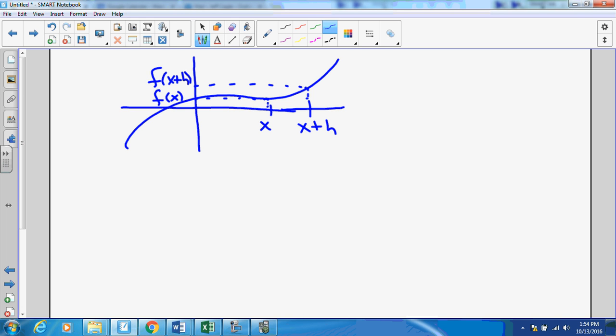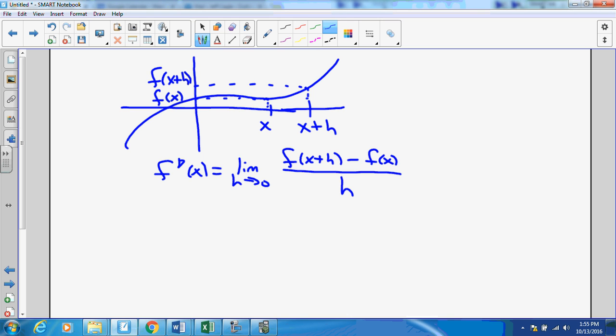The way that we developed the slope of the tangent line, or f prime of x, was as the limit as h goes to 0 of the change in y over the change in x. And the change in y was the difference in the two y coordinates, and the change in x was the difference in the two x coordinates, just like this. And so we call this the definition of the derivative.